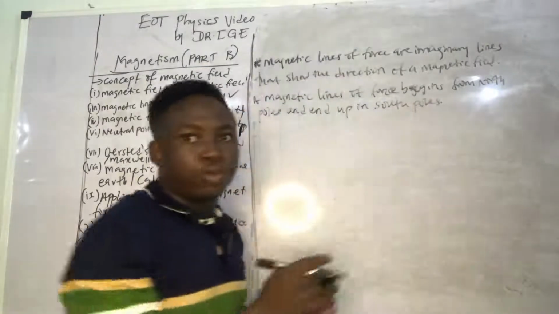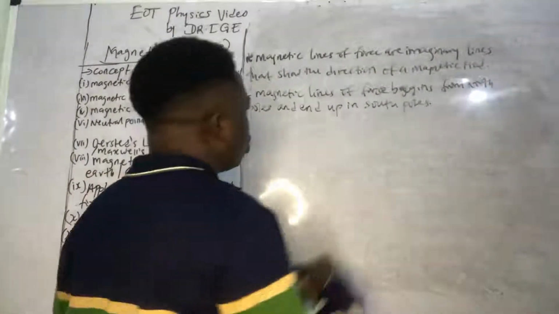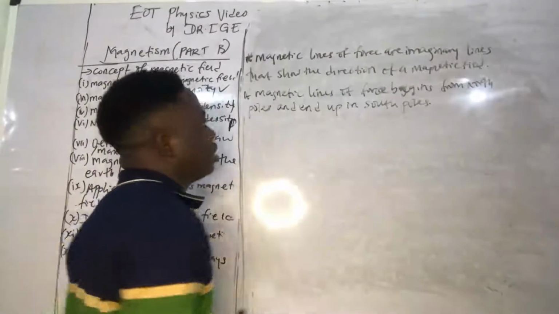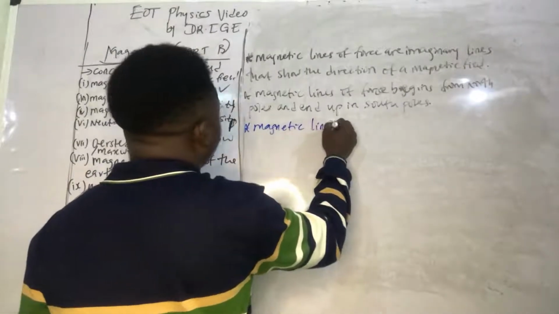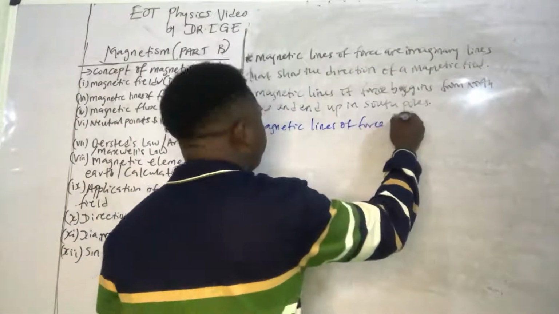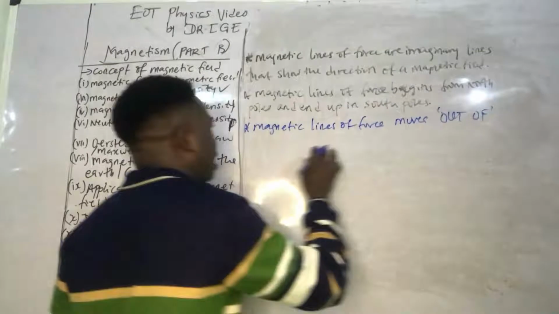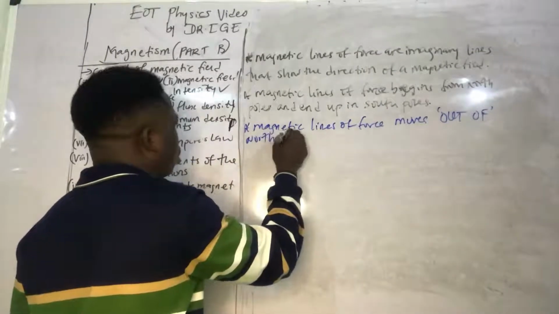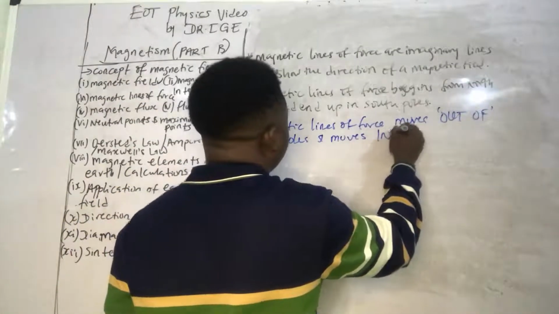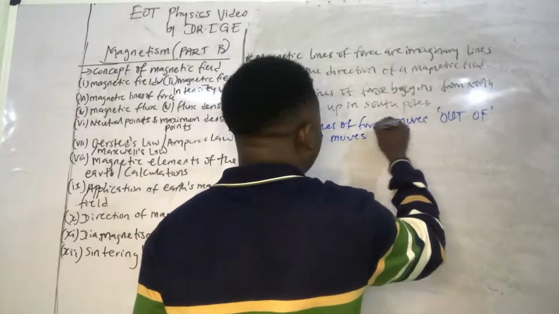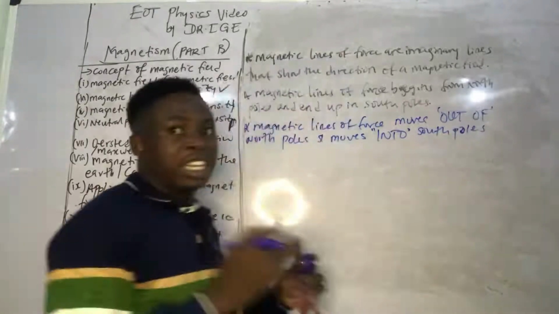Okay, they begin from north poles and end up. All right, so I said magnetic intensity. Sorry, magnetic lines of force begin from north poles and end up in south poles, right? Okay, and please take note that also magnetic lines of force move out of north poles and move into south poles. Okay, and please take note they are imaginary.